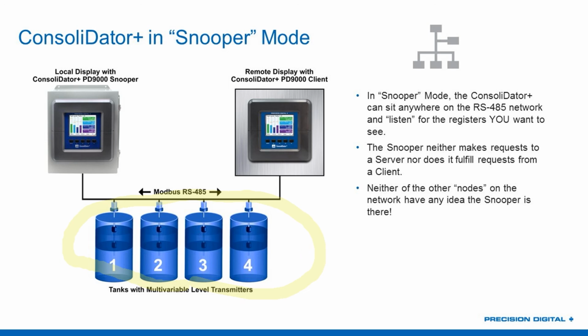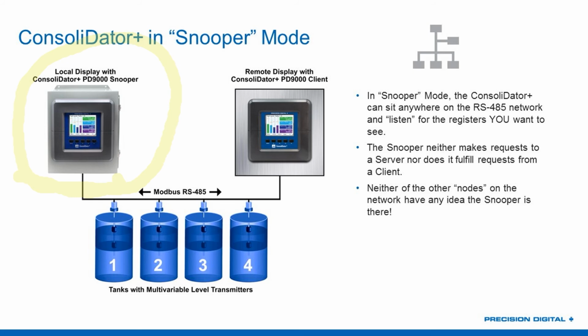Well, what you can do is put a snooper on the bus, and that device will be programmed to only show you the registers you want to see. So if you're that plant operator and you only care about the tank levels, the snooper is going to show you just the tank level.